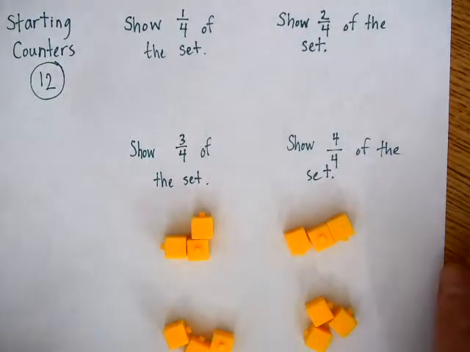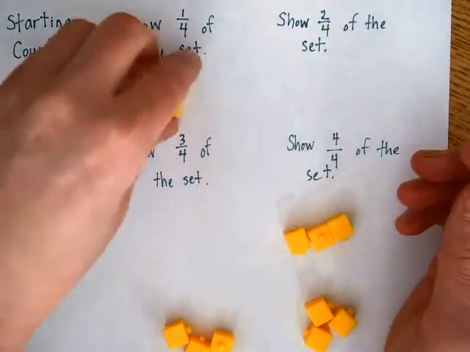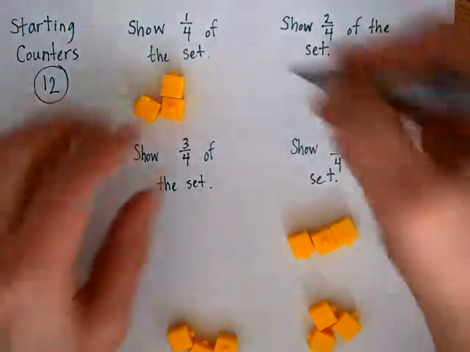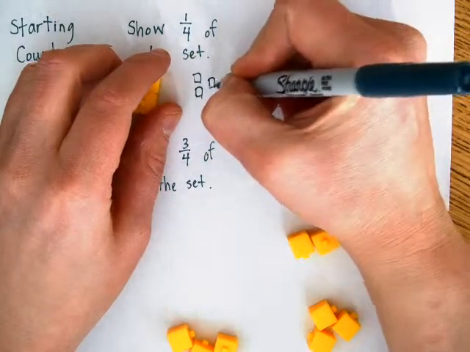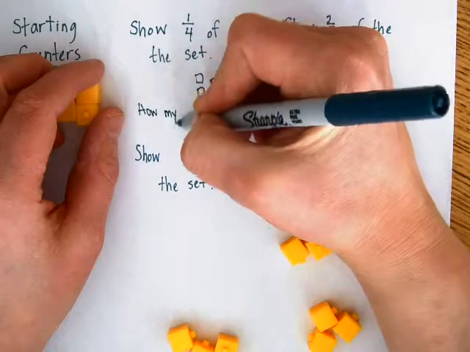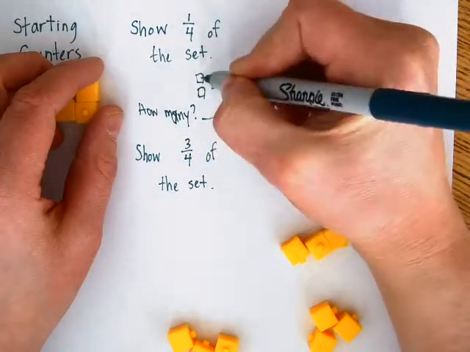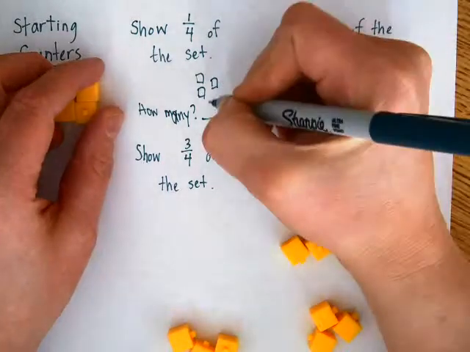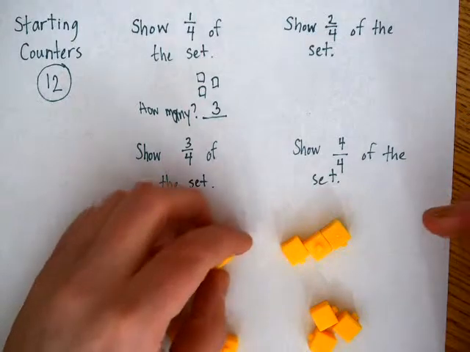Show 1/4 of the set. Well, if I want to show 1/4 of the set, it's going to be these 3 counters here. Okay, if you wanted to draw that, you could just draw 3 counters. And if it asked you, how many? Well, you would go 1, 2, 3. And you can see it's 3. Alright, of whatever it might be. In this case, it's just little blocks.